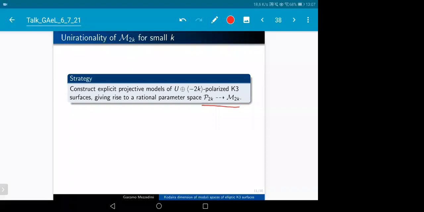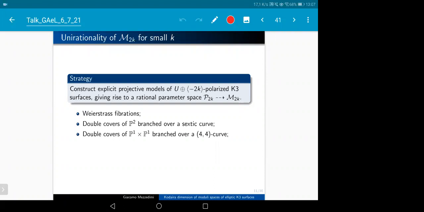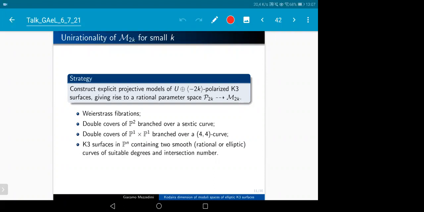And for K3 surfaces, we have a variety of projective models we can choose from. We can construct them as Weierstrass fibrations. We can construct them as double covers of certain rational surfaces. But the method that solves the most number of cases for us is K3 surfaces in some projective space containing a pair of extra curves. The idea is that if we consider a K3 surface in Pn, there will be the hyperplane class, but our Néron-Severi lattice has at least 3 classes. And we want these 2 new classes to be defined by very easy curves.